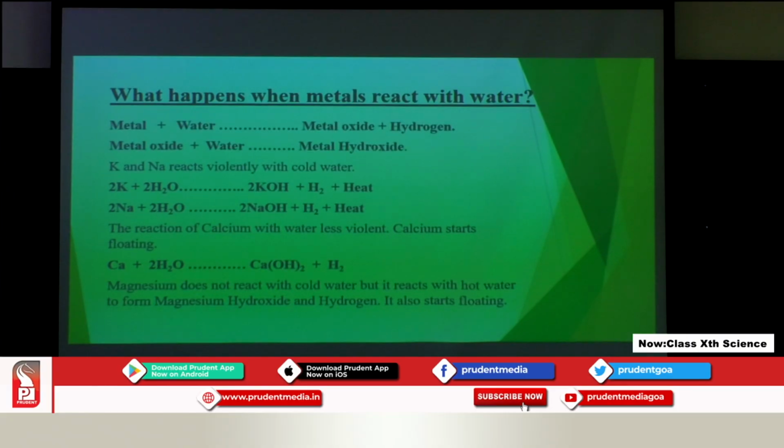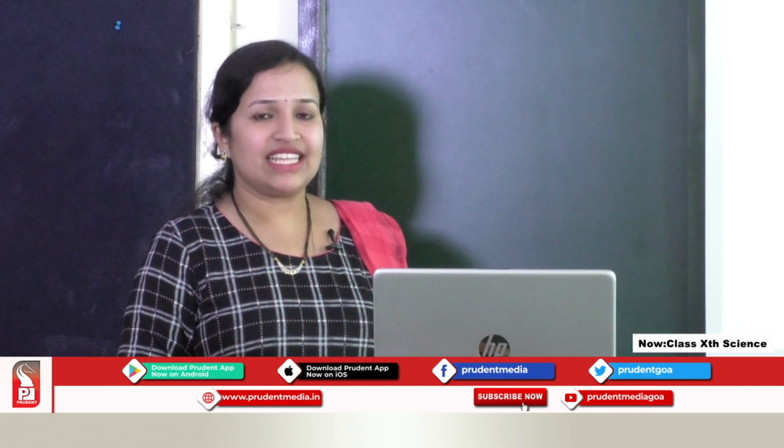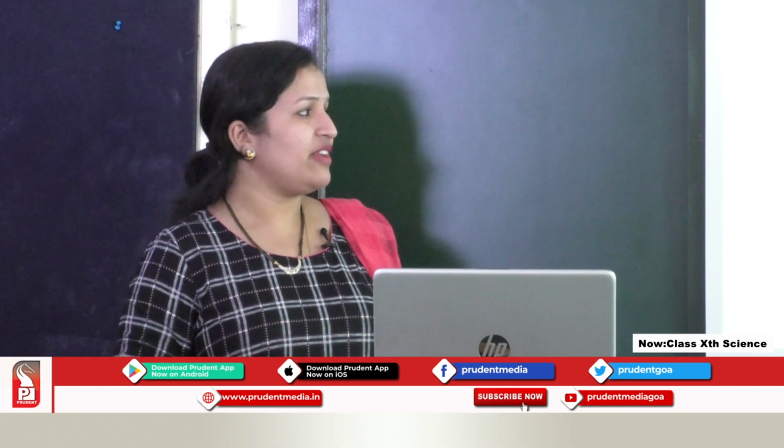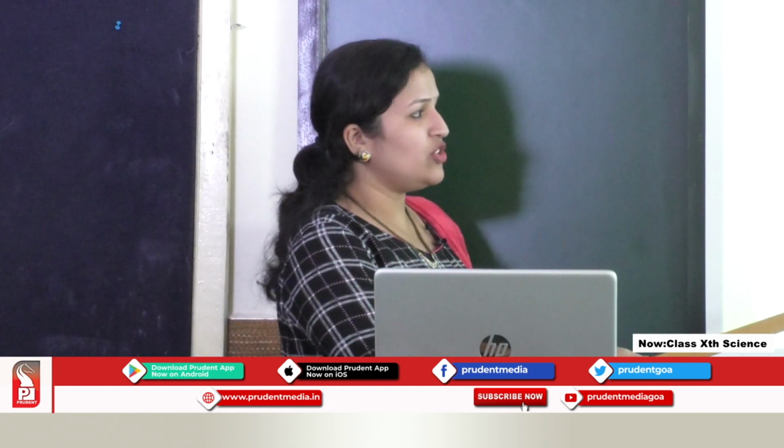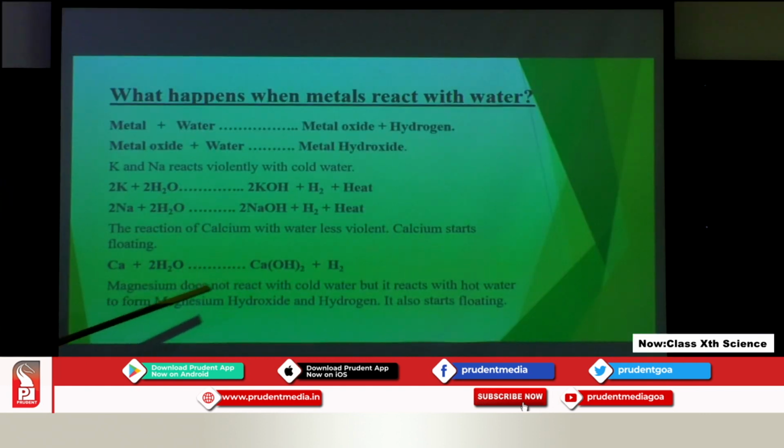So, when calcium reacts with water, the reaction is a little less violent. So, a lesser amount of heat is evolved. When calcium reacts with water, we get formation of calcium hydroxide, and in this process hydrogen gas is released. This hydrogen gas which is released sticks on the surface of the calcium, which will make the calcium float in the water. So, when we add water, the calcium will start floating on the water.